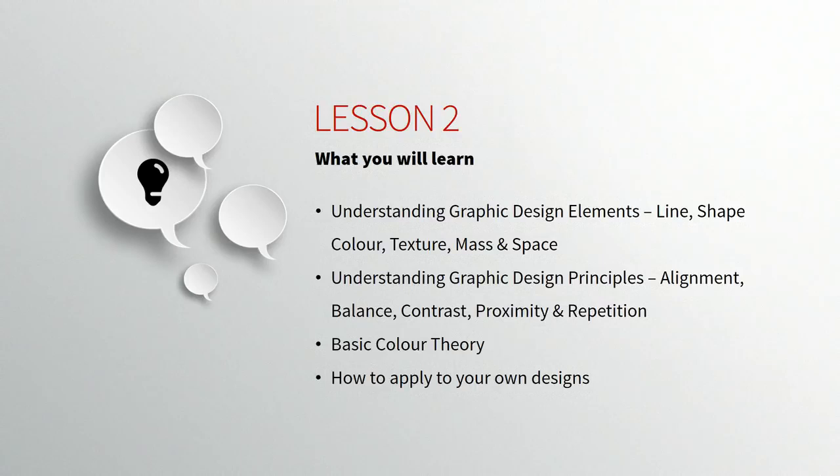Now, lesson 2. Like I said, understanding graphic design elements and principles. So line, shape, color, texture, mass, and space. Our principles then are alignment, balance, contrast, proximity, and repetition. We'll also have a little look at color theory. We'll be doing a lot more on color theory as we progress through the course as well. And then finally, we're going to learn how to apply these to your own designs as well.